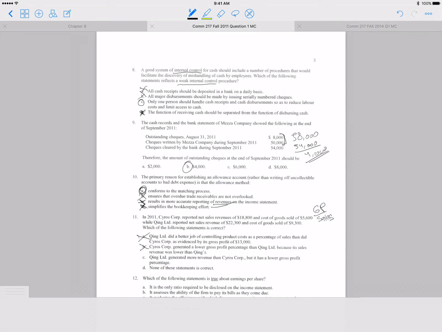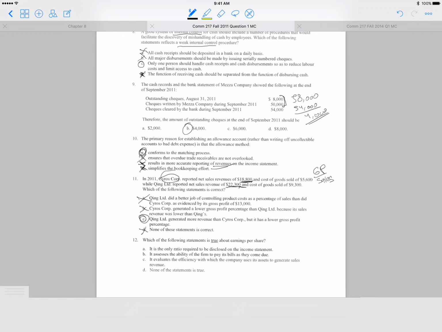So C says King Limited generated more revenue than Cyrus Corp, but it has a lower gross profit percentage. Well, this is true because in the question it says that King Limited had revenue of $22,300, while Cyrus Corp only has $18,800. But inevitably, Cyrus Corp had a bigger gross profit ratio. So the answer is C, and D is just none of these statements is correct.